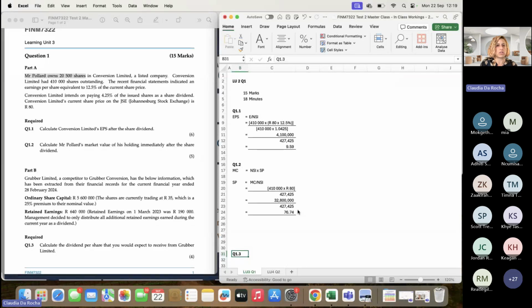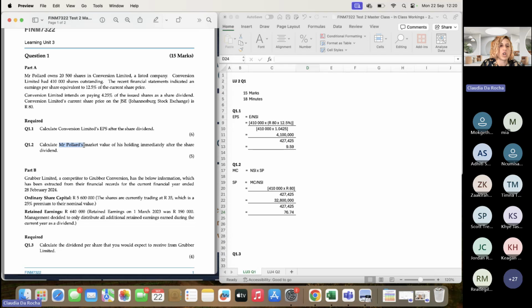It means that shareholders don't necessarily get more for the shares that they have, right? Okay, but we're not done. This 76.74 is only for Conversion Limited. It's not for Pollard. And that's what they asked us. They asked for Mr. Pollard's individual market value.